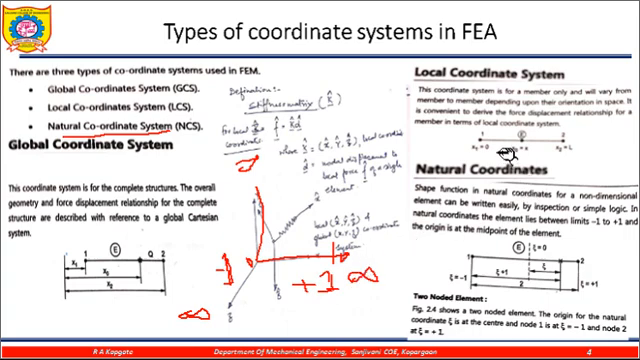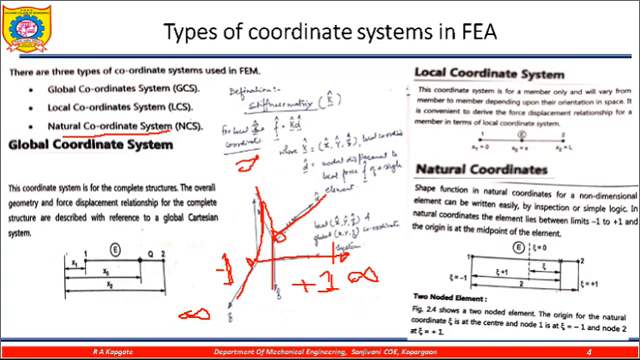Hence the local coordinate system is this one. This is the local coordinate system, this is the global coordinate system, and this is the natural coordinate system. The natural coordinate system lies between -1 and +1. That is the natural coordinate system. When it is a globally accepted parameter, that is called the global coordinate system, and the local coordinate system is with respect to your own point. When you are drawing your own coordinate system, that is called the local coordinate system.